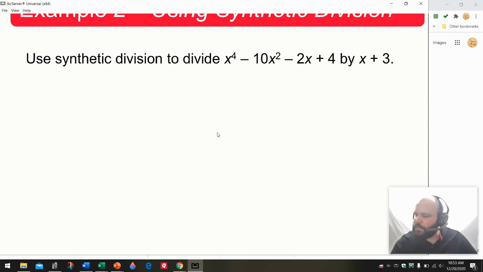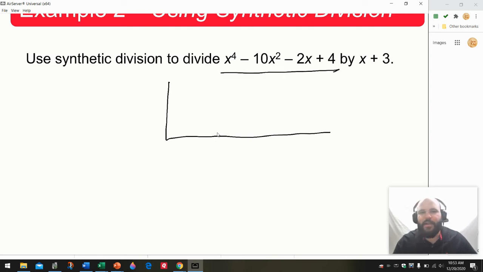The first thing that we do is that we draw a very elongated L like this, okay? So we need this to set up our synthetic division problem. The next thing that we're going to do is we're going to take the numbers that you have here, and we're only interested in the number coefficients of each term. We are not interested in the variables as far as writing them down. So let's start with the highest power. You can see the x to the fourth has a 1 in front of it, even though it's not there, it is. We're going to put a 1.